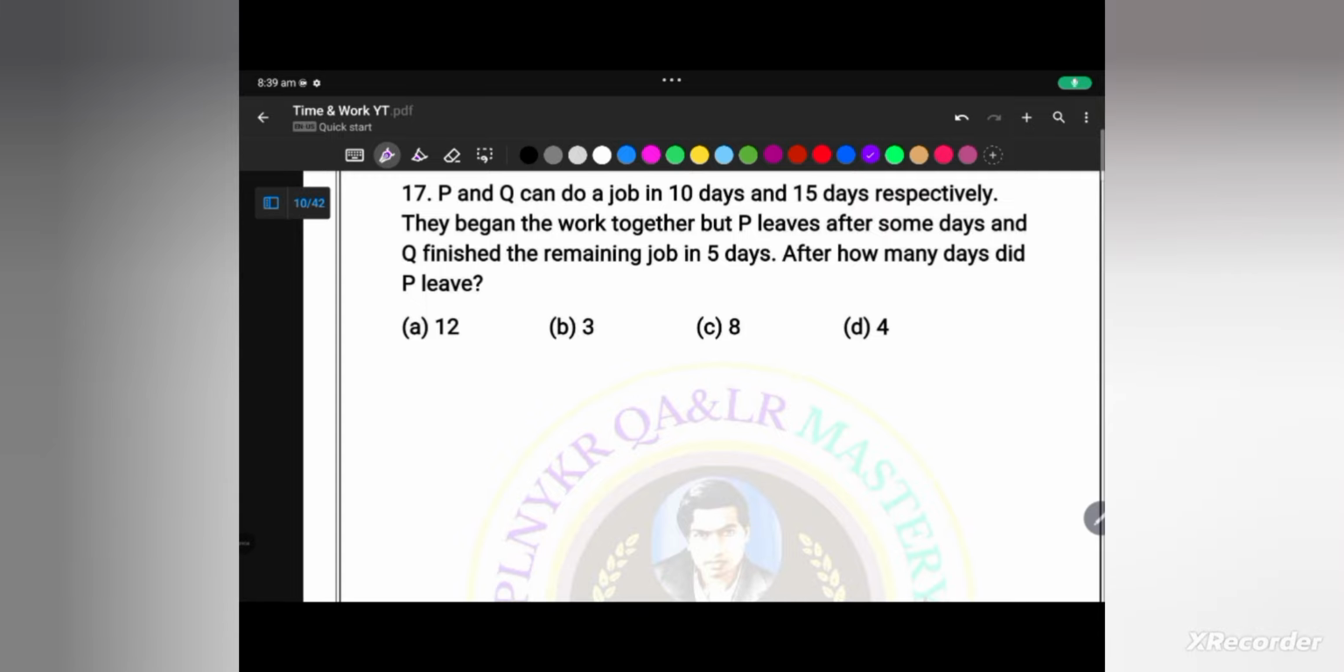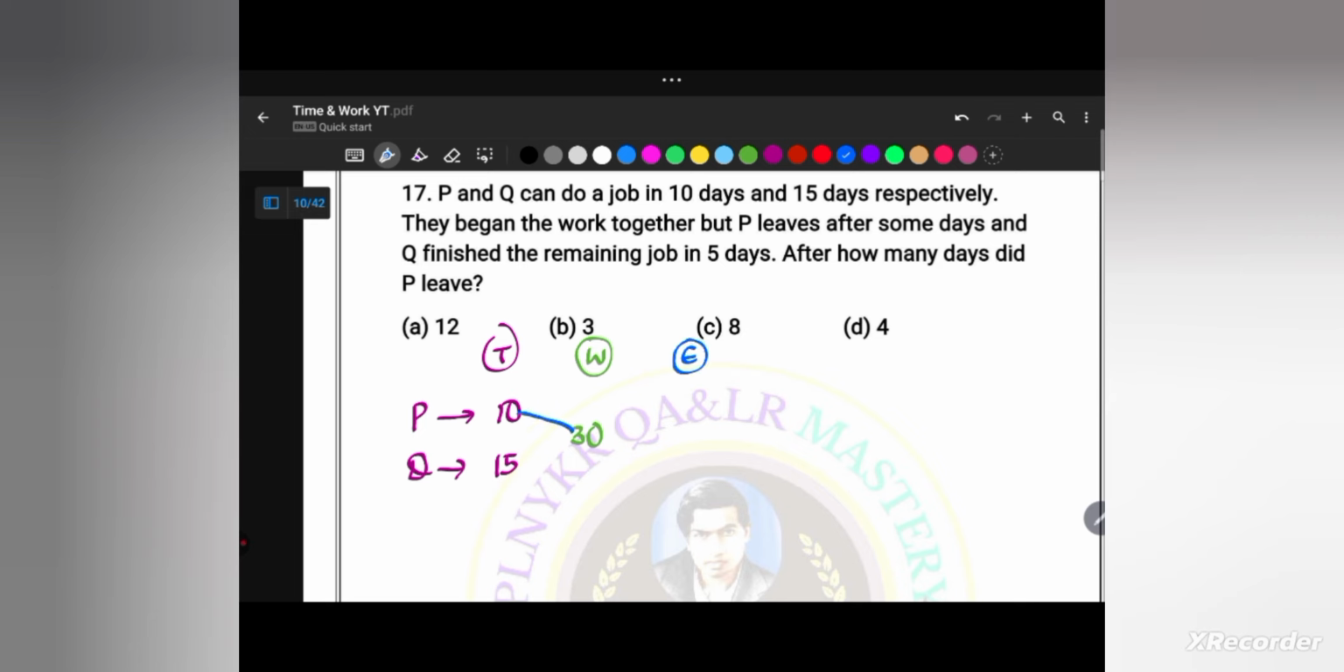The same question was solved previously. The time periods are given: P will be taking 10 days, whereas Q will be taking 15 days. We'll be finding the work, which will be the LCM of the given time periods, which is 30 units. The next step will be finding the efficiency.